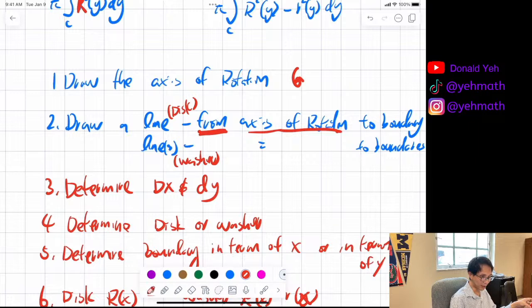Now the fourth step is to determine the statistical washer. That's very easy because you already do that in step 2. If you draw one line, then it's going to be disk. If you draw two lines, it's going to be washer.